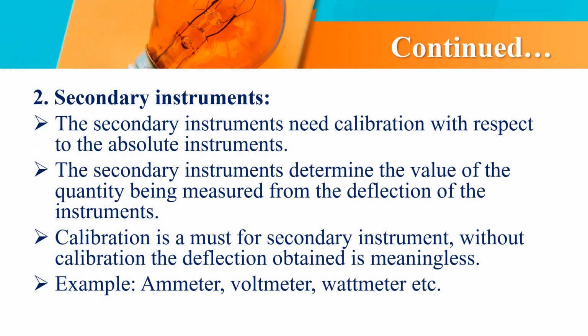Number two, secondary instruments. The secondary instruments need calibration with respect to the absolute instruments. The secondary instruments determine the value of the quantity being measured from the deflection of the instruments. Calibration is a must for secondary instrument. Without calibration, the deflection obtained is meaningless. Example, ammeter, voltmeter, wattmeter, etc.